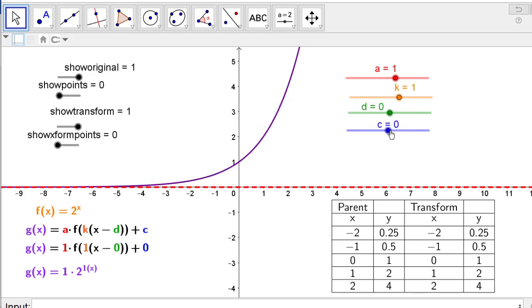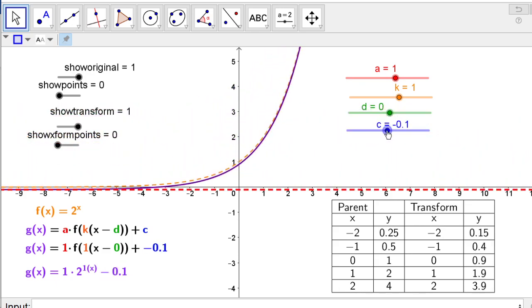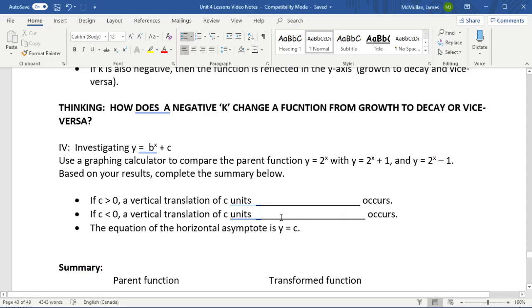Now when I move c, the asymptote comes with me, and you can see that it's always in the right place. So for example, in this equation, 2 to the power of x take away 3, the asymptote is at negative 3 now, because that's the c value, and that's where the asymptote is. Okay, so let's write down what we've learned about c.